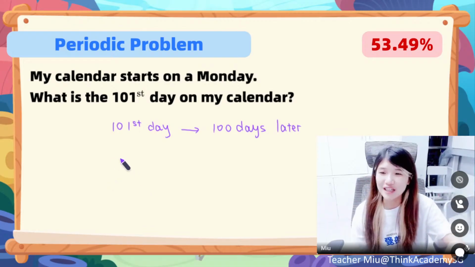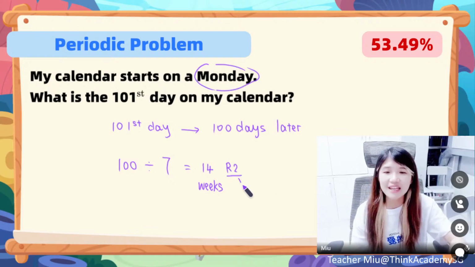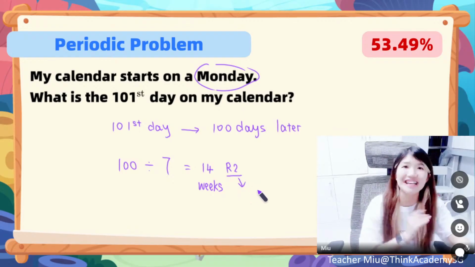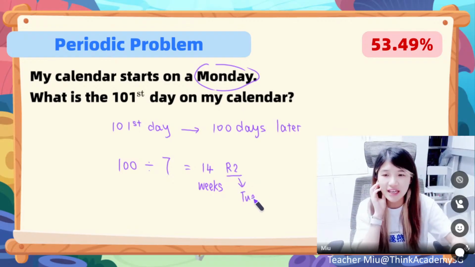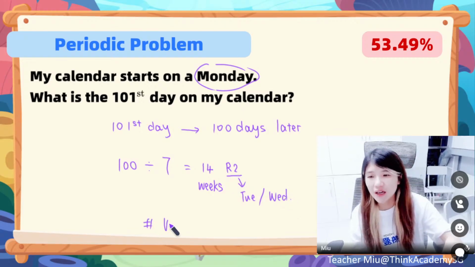So you can just use 100 divided by 7 days a week. You would get 14 remainder 2 again. 14 means 14 weeks. So 14 weeks later, you will still get a Monday. Remaining 2 days, that means 2 more days later, which is a Tuesday, then a Wednesday. If so, the answer is supposed to be a Wednesday.